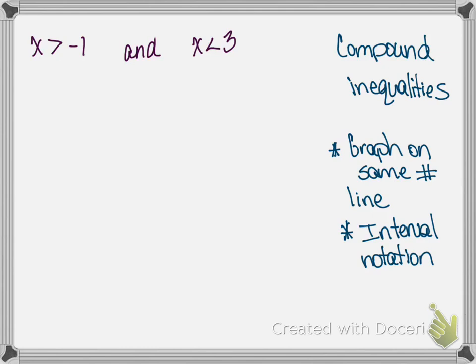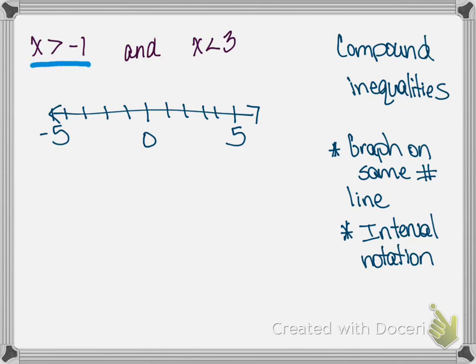So I am going to draw my number line, and I am going to graph this on the same number line. So here's my 0. I'm going to go up to 5. 1, 2, 3, 4, 5. Negative 1, negative 2, negative 3, negative 4, negative 5. Okay. So now I am going to graph these on the same number line.